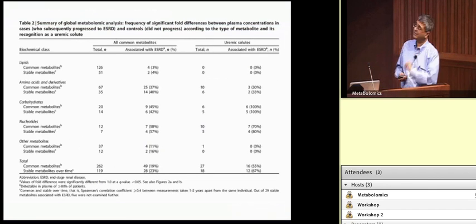So this is sort of some of the summary slides. A busy slide, but basically what it shows is that the total number of common metabolites for the lipids, for example, is about 126, and the stable metabolites among them are about 51.